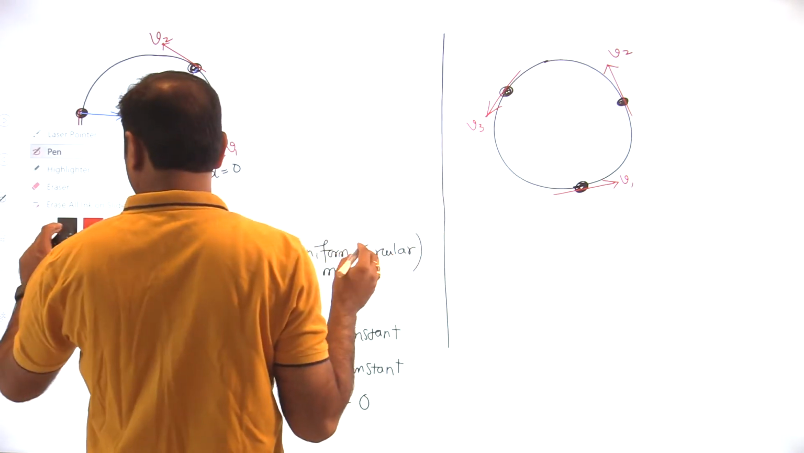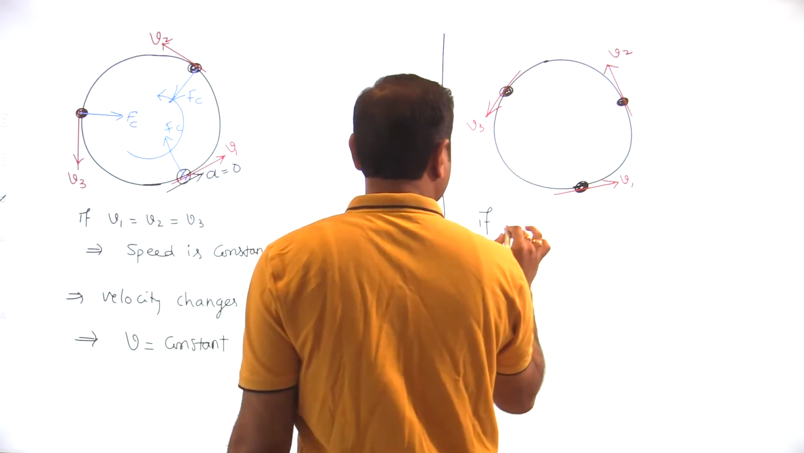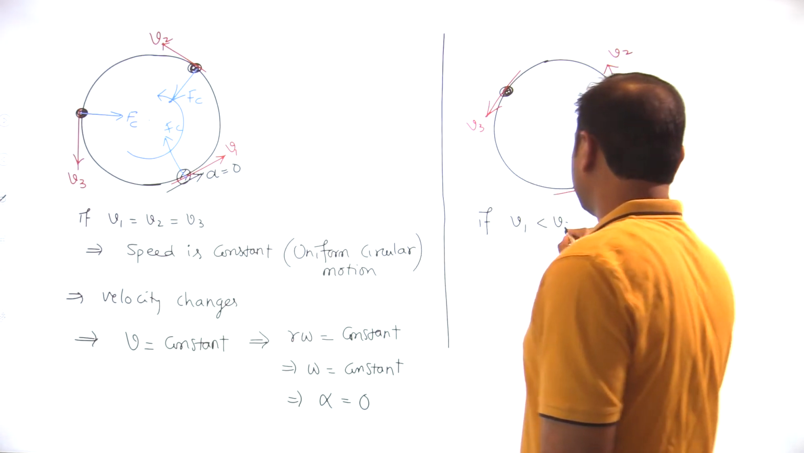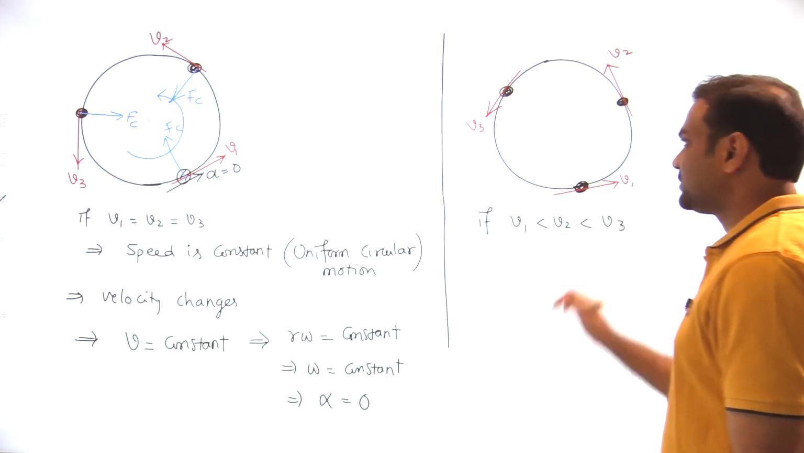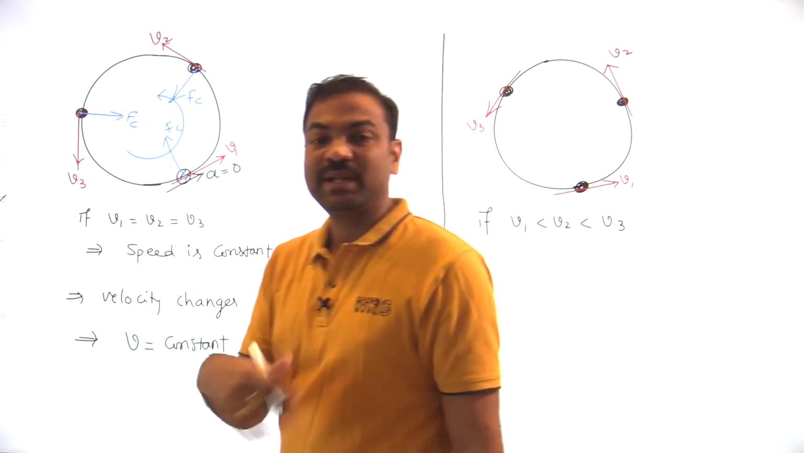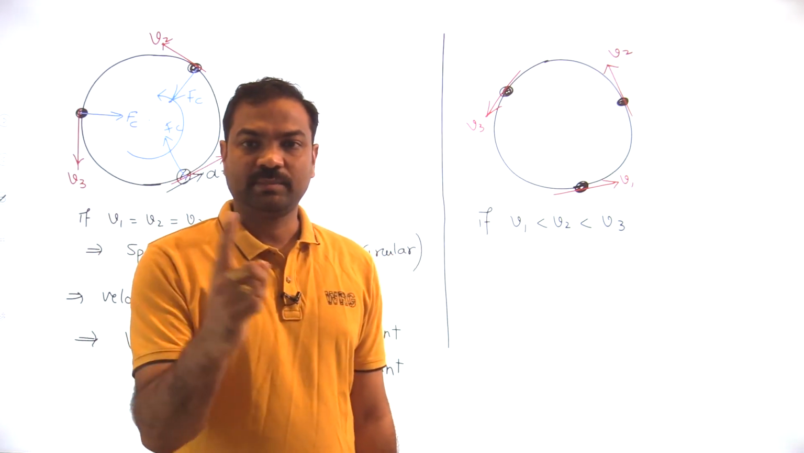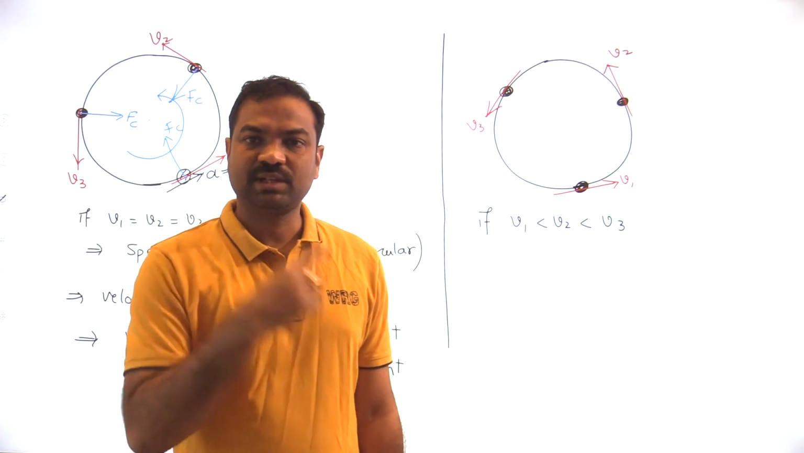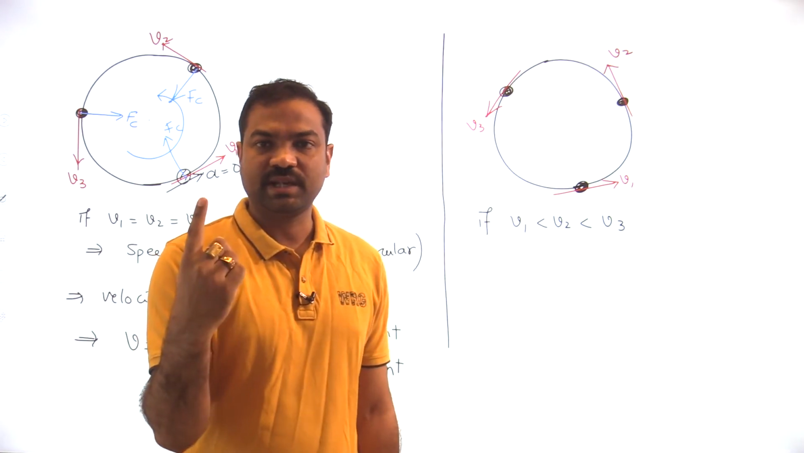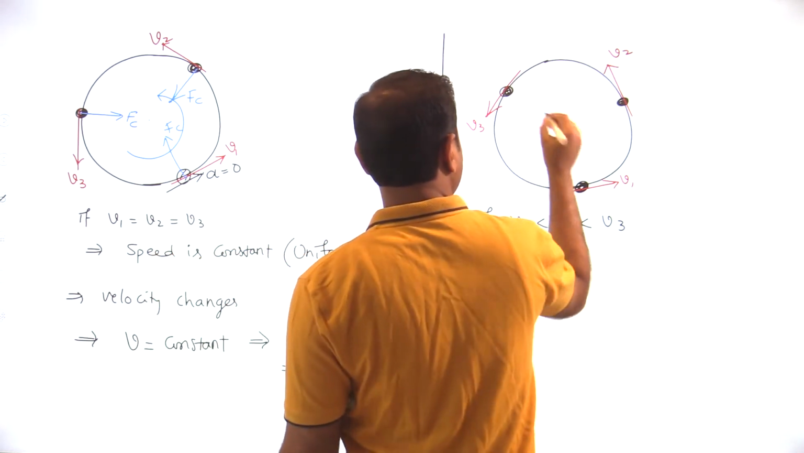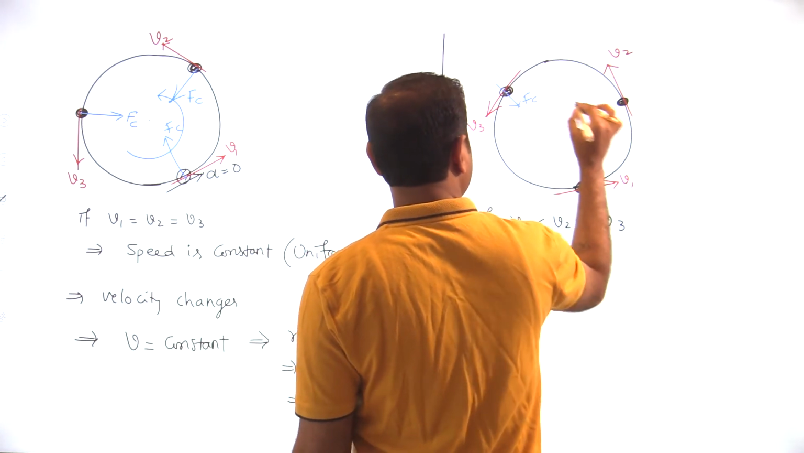Now imagine a situation. If v1 is less than v2, less than v3, what happens to the speed? Speed is increasing. So the particle can go in the same circular motion, but its speed continuously increases. That also can happen. Now this is the center. Then this is the force acting towards the center, right?